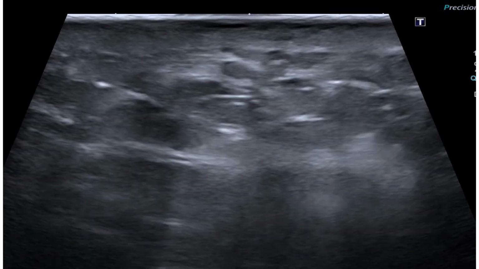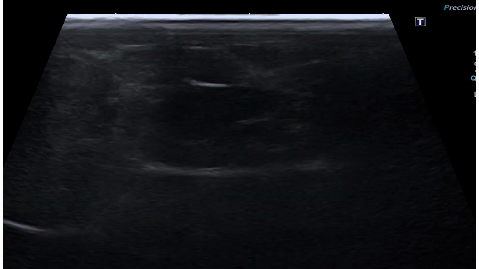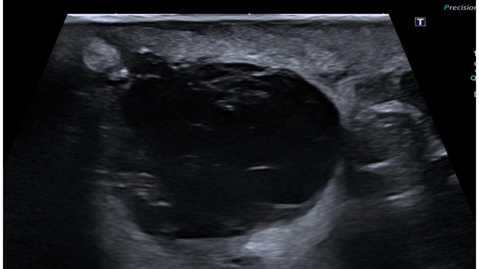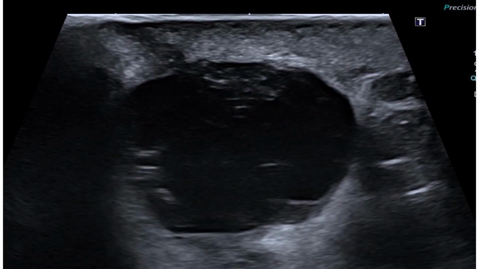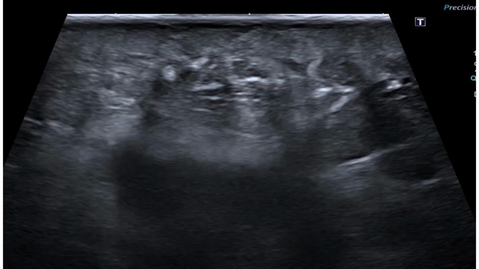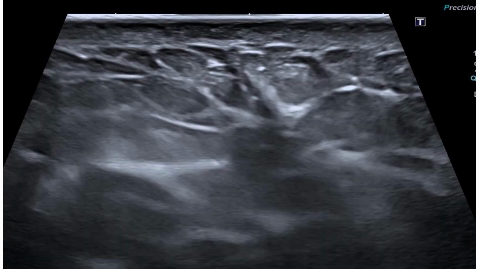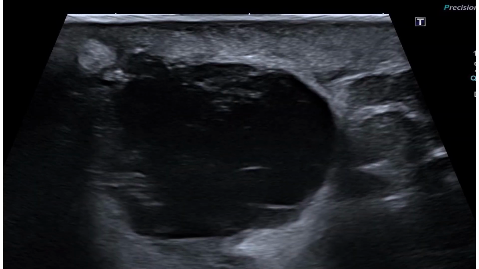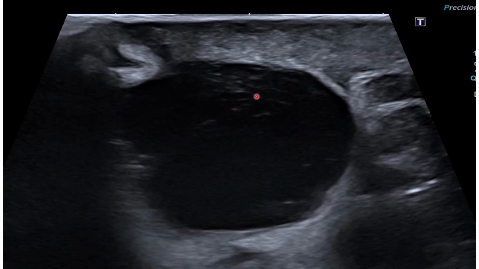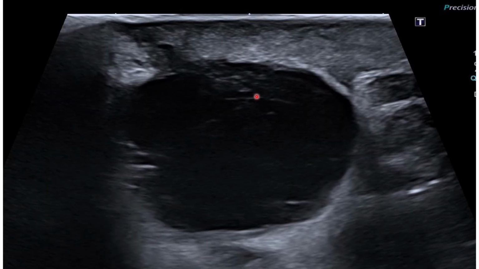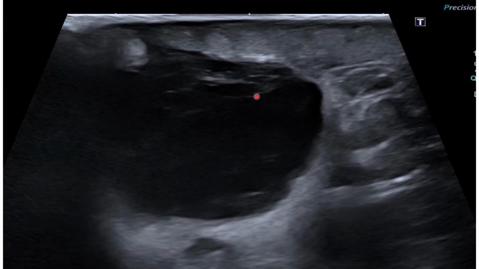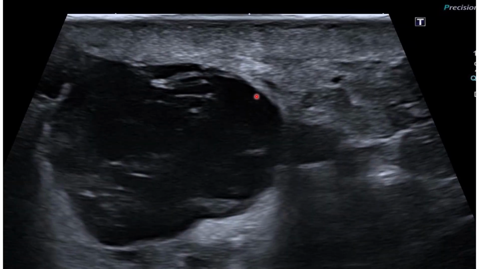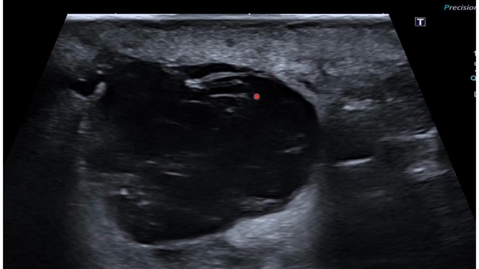So here we have a patient who had a ruptured appendix. The appendix ruptured a week ago, so he had a laparotomy, and now she's having a problem. There is some blood coming from the umbilicus.